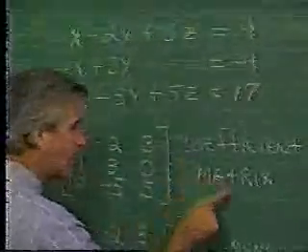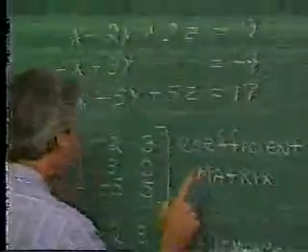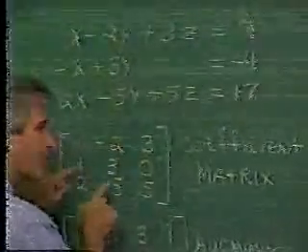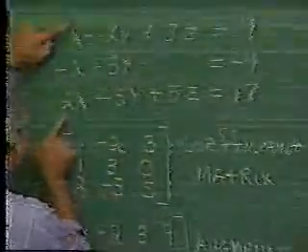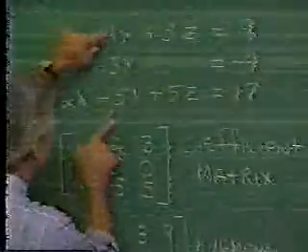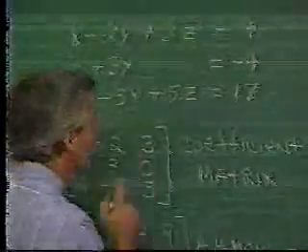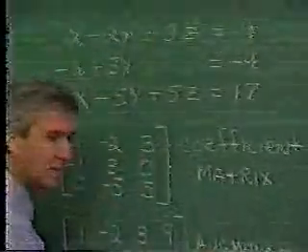One is called the coefficient matrix. A coefficient matrix is an array of numbers that corresponds to the coefficients involved on the x's and y's and z's in our system of equations. Another matrix that comes from this system is called an augmented matrix.